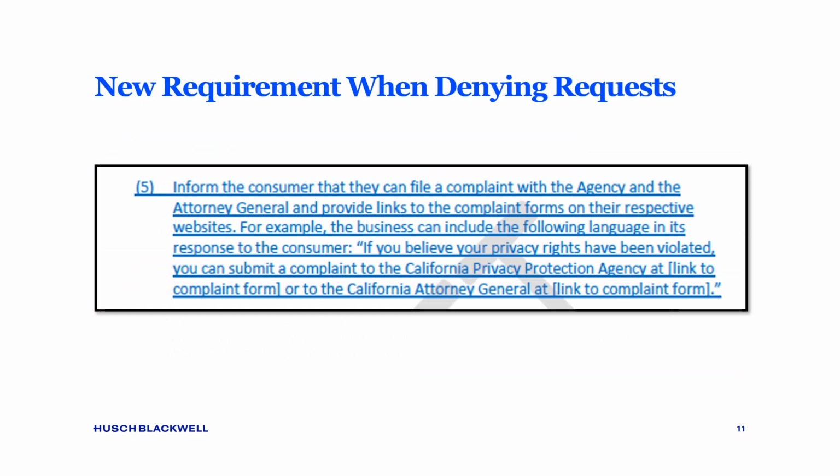All right, moving on. The draft regulations also include a new requirement when a business denies a consumer request. Specifically, the business would have to tell the consumer that they can file a complaint with the agency and the Attorney General, and also provide links to the complaint forms offered by both of those organizations. This is a similar requirement to that found in the Colorado Privacy Act rules, and that requirement stems from statutory language in the Colorado Privacy Act and other Washington Privacy Act variants. This again is another example of the CCPA regulations looking to integrate requirements from other state privacy laws.